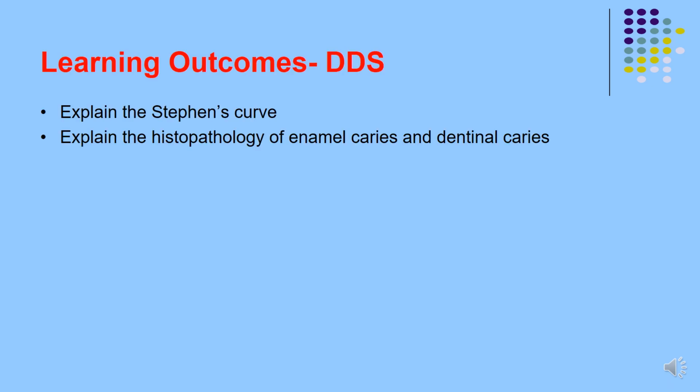Okay, hello everyone, and welcome to the second part of our lecture on dental caries. So today's lecture we will look at primarily two learning outcomes. Number one is explain the Stephens curve, and number two is explain the histopathology of enamel and dentinal caries.